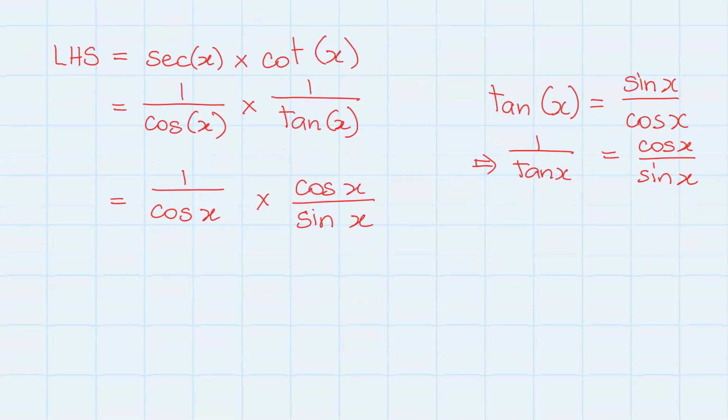Okay, and now I can see I can actually simplify this. I've got a cos x in my numerator and a cos x in my denominator. I can cancel those two out, and what I'm left with is 1 over sine x.